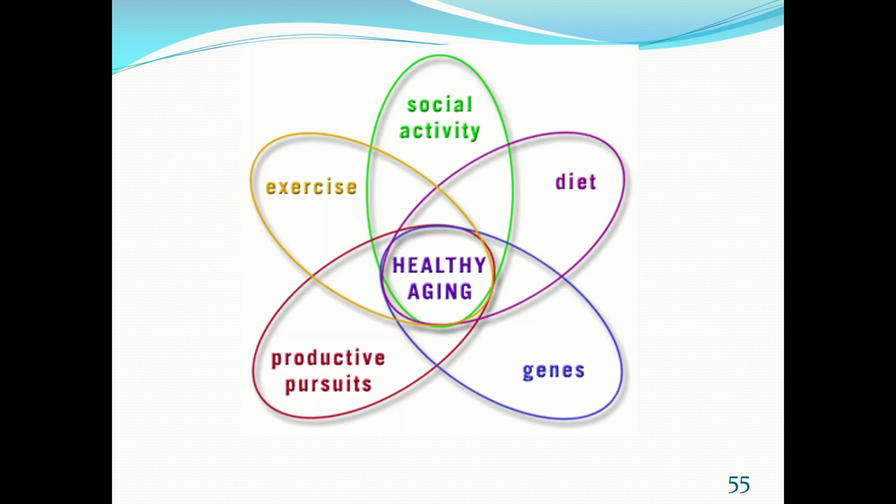Here's a diagram that shows the important components for healthy aging. We can see that diet, genes, and exercise are included, as are productive pursuits and goal setting and social activity.